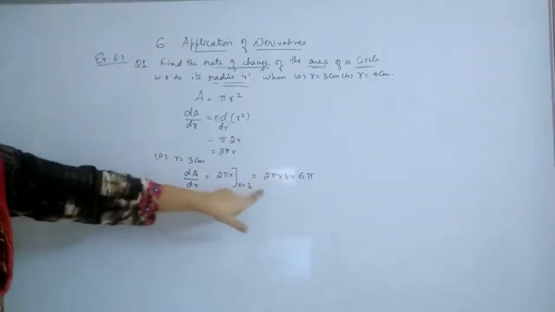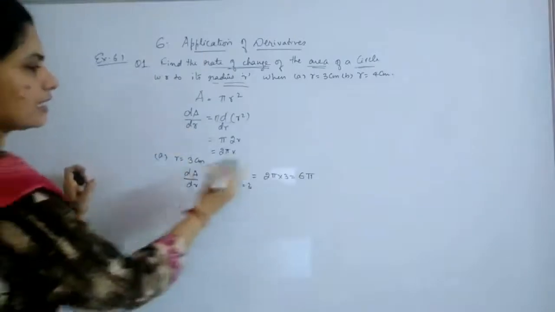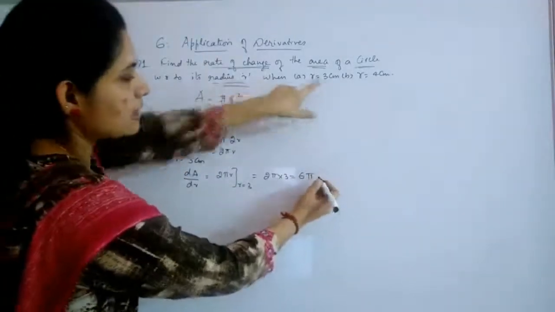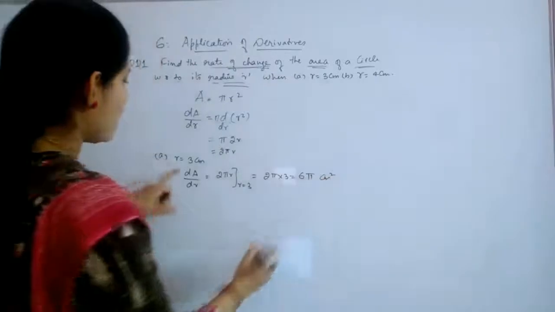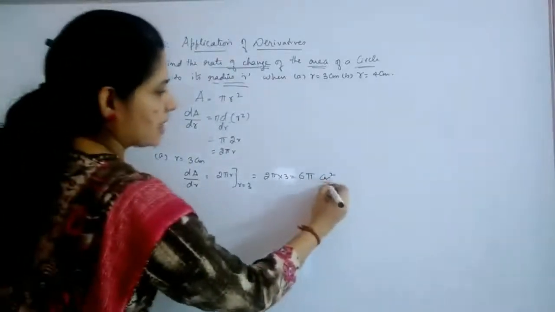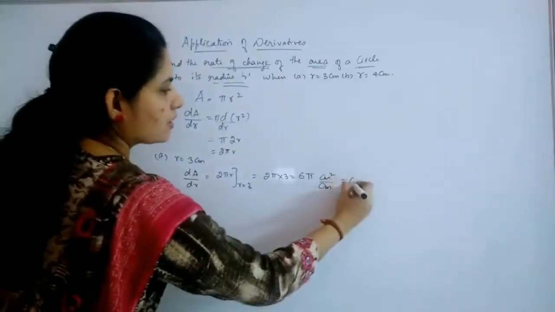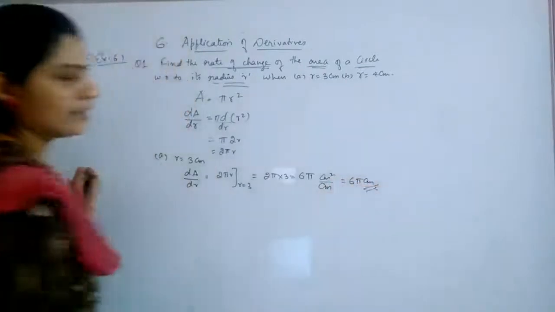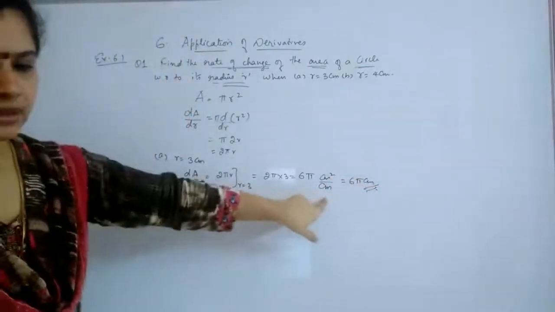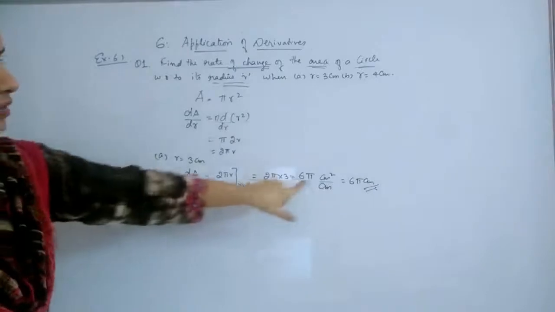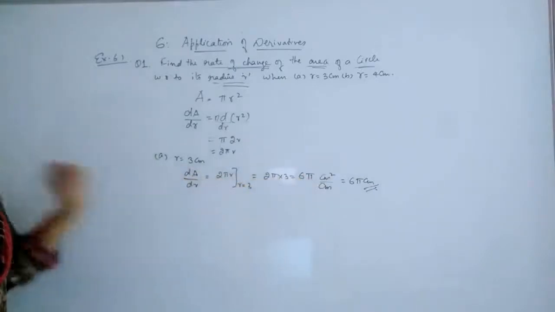Now about the unit, you have area's unit as centimeter square, and it is by dr, that means divided by centimeter, or else you can write it as 6 pi centimeter also. So likewise you have to write the unit. If it is with respect to time, it will be centimeter square per second or minute, whatever it is given.